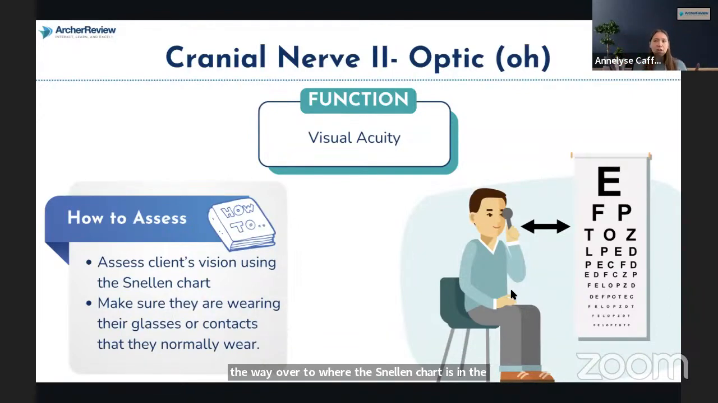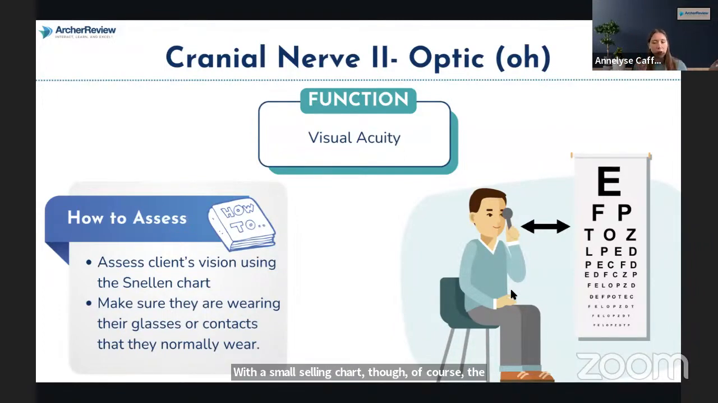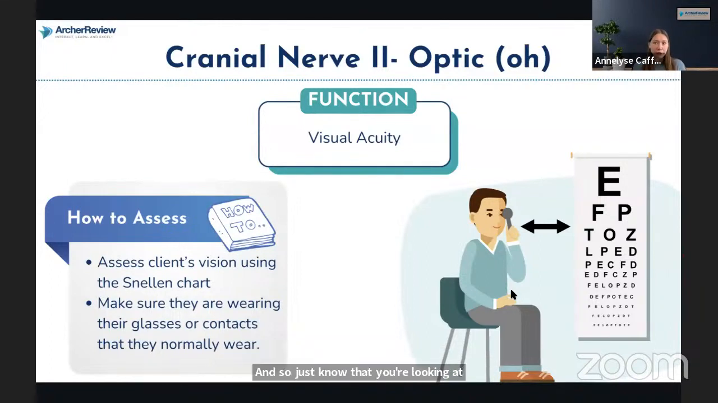With a small Snellen chart, though, of course, the client is going to stand closer to it than they would with a big Snellen chart. It's like 36 centimeters, I think, for the small one in my pocket. And so just know that you're looking at the instructions on the chart you're using to decide how far away your client's going to be.